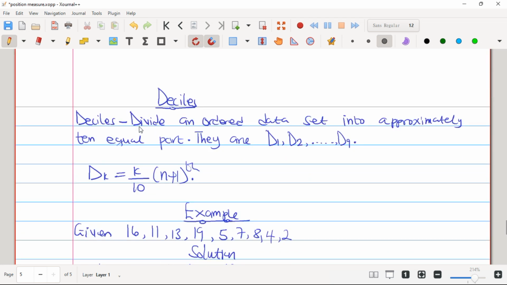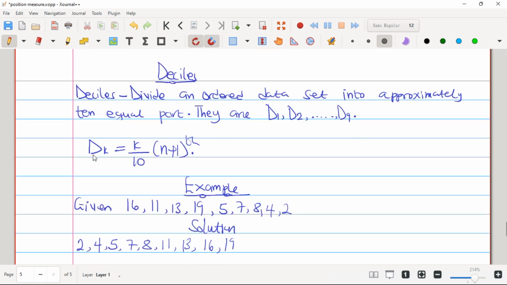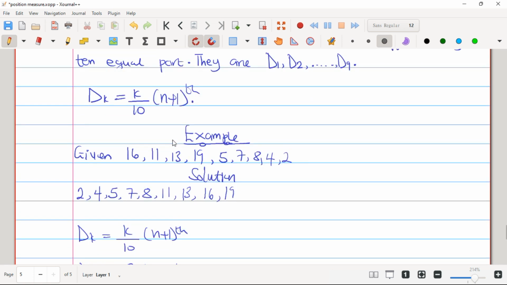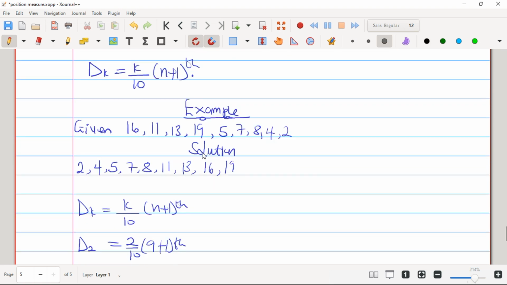For this one, for the raw data, I'm just going to divide them in an ordered data set into approximately 10 equal parts, and they are D subscript 1, D subscript 2, D subscript 3, up to D subscript what? 9. And this is how it is represented by D subscript K is equal to K divided by 10 times n plus 1 position, right? So here, given this data set, 16, 11, 13, 19, 5, 7, 8, 4, and 2. What you have to do is just arrange them in order. You have been asked to calculate for what?